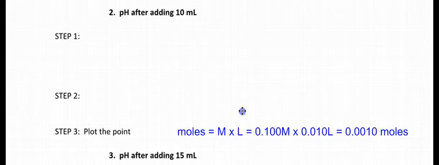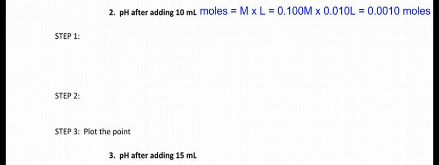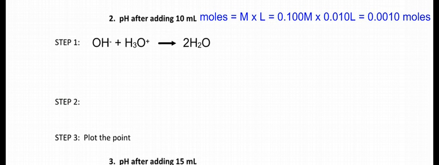Okay, hopefully you got 0.0010 moles of sodium hydroxide. So what is my first step? Well, step 1, I'll put that right here. Again, what's going to happen to your sodium hydroxide? It's going to react with all your H3O+. Okay, now we can set up our BCA table.